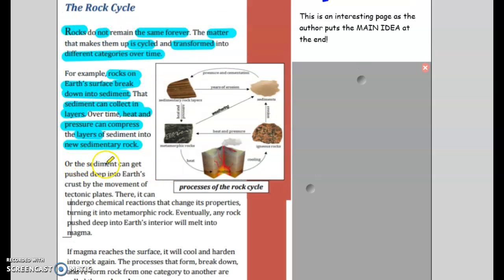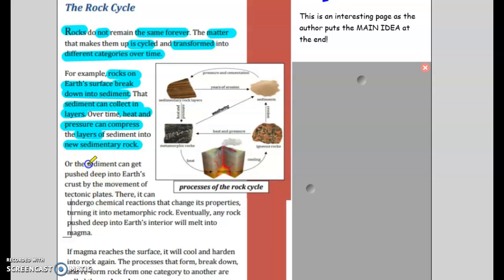Or the sediment can get pushed deep into Earth's crust by the movement of tectonic plates. There, it can undergo chemical reactions that change its properties, turning it into a metamorphic rock. Eventually, any rock pushed deep into Earth's interior will melt into magma, which seems crazy to us, but it is possible. All right, let's highlight.